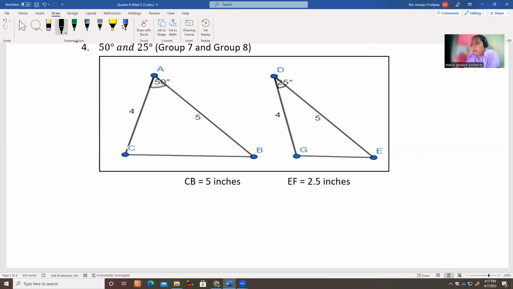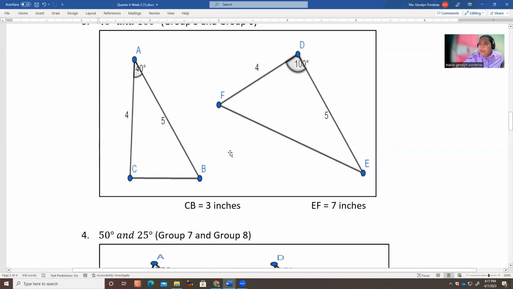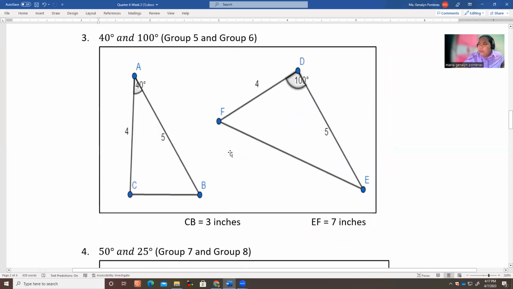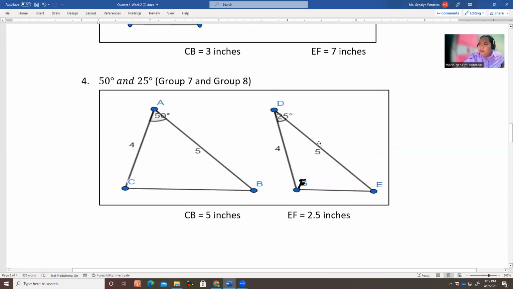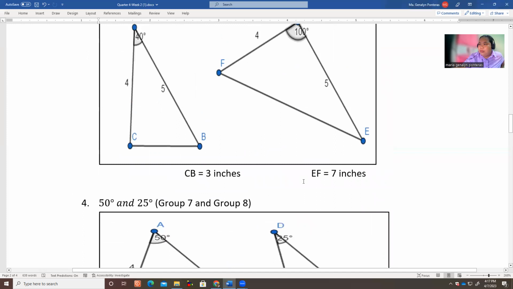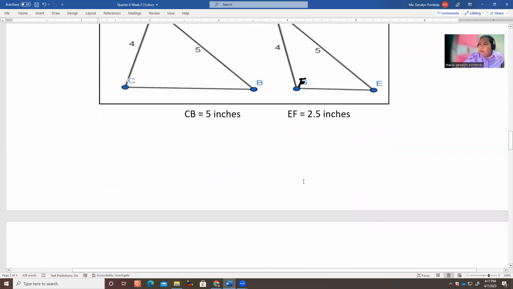EF is 2.5. Well, by the way, these answers are based on GeoGebra. So, ito yung mga sukat based sa GeoGebra natin. Okay.